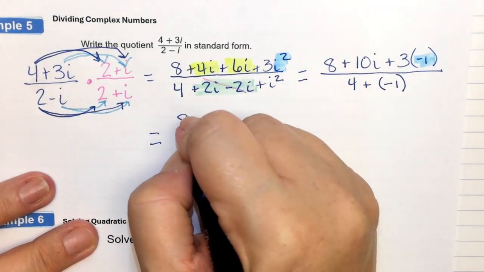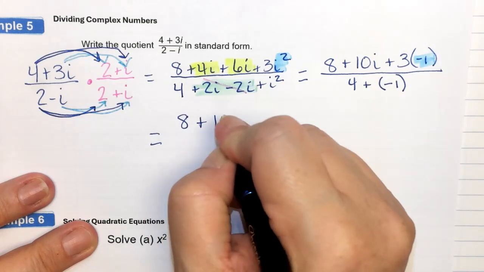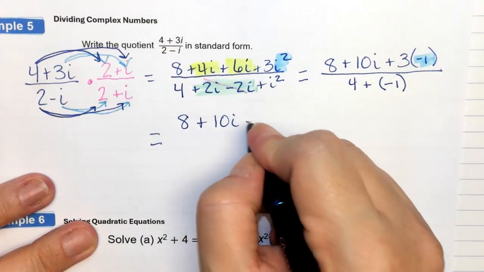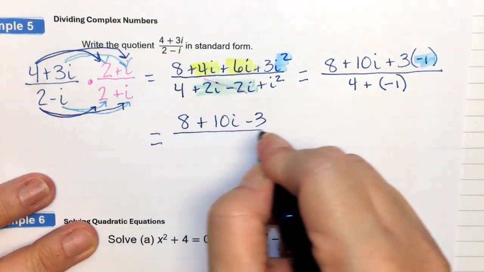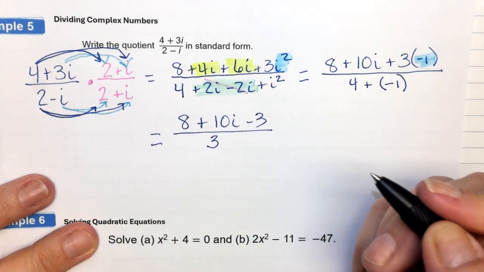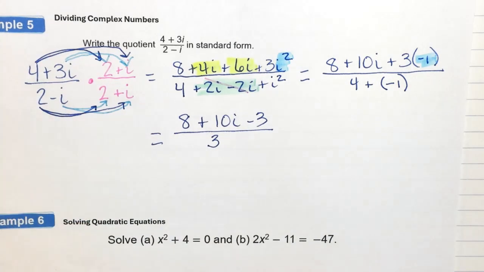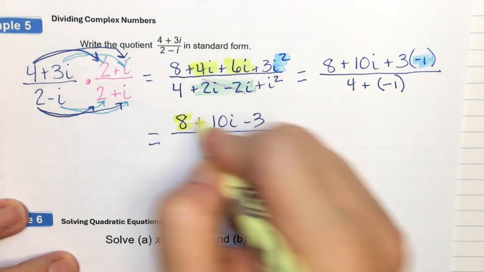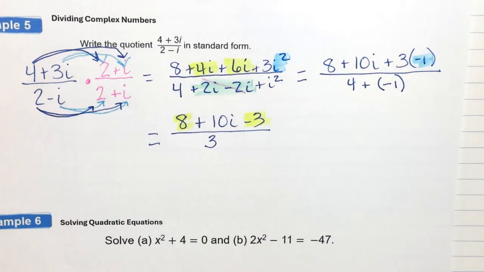So I'm going to put these together. Let's see, 8 plus 10i. 3 times negative 1 gives us negative 3. And then 4 plus negative 1 gives us positive 3. So now we're just going to combine our real parts in the numerator together, and we're almost done.